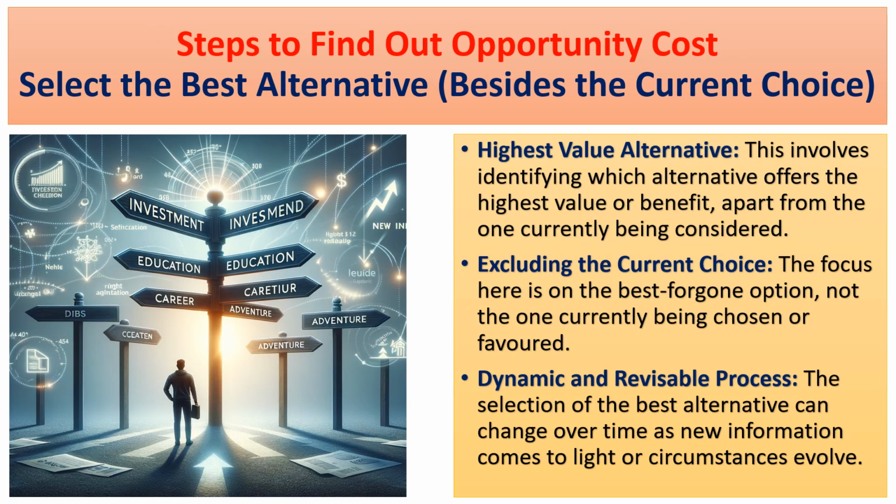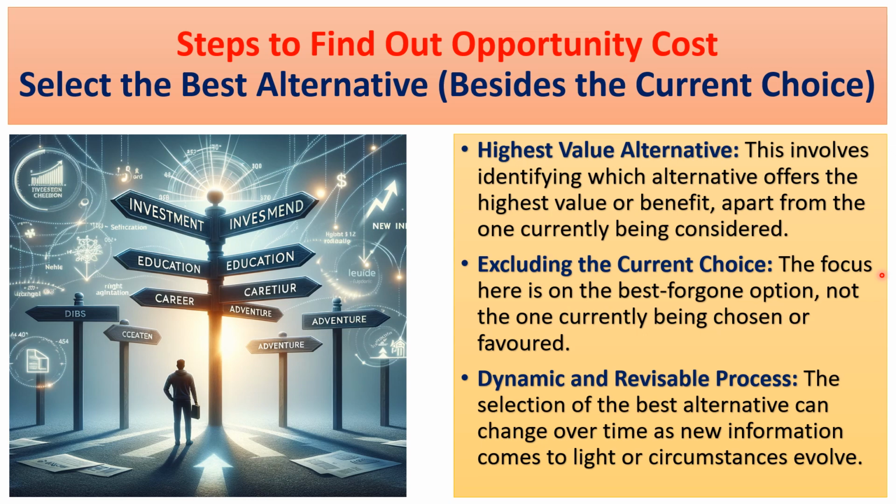Selecting the best alternative is an important step in finding out the opportunity cost. The selection of the best alternative involves the highest value alternative, excluding the current choice, and a dynamic and revisable process. Let us see one by one. The highest value alternative. This involves identifying which alternative offers the highest value or benefits apart from the one currently being considered. The second one is excluding the current choice.